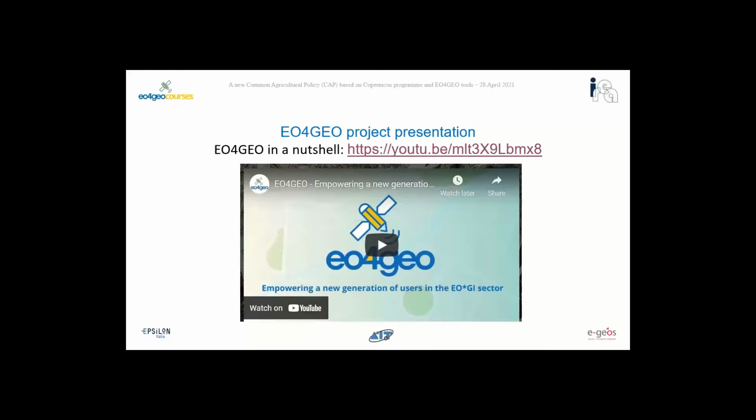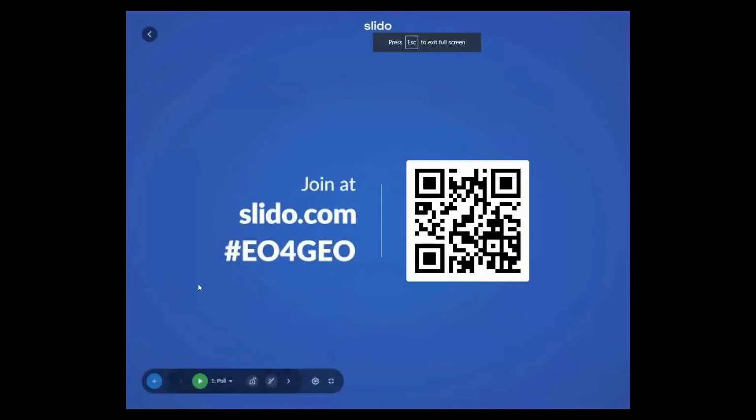But now let's start to make a first poll before giving the floor to Livio for his presentation, in order to map the audience. Please, how it works: join with your mobile device or with another window in your browser. Join at slido.com and type the EO4GEO hashtag, or simply scan the QR code that you see here on the screen. I hope you managed to access the website. If not, I can remind you later on, simply slido.com and type EO4GEO.